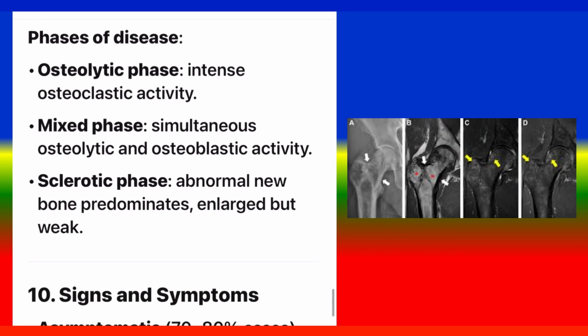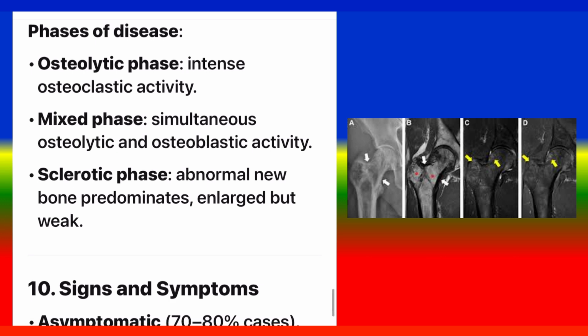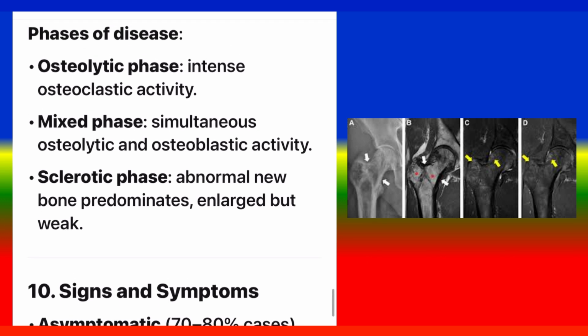Phases of disease: osteolytic phase, intense osteoclastic activity. Mixed phase, simultaneous osteolytic and osteoblastic activity. Sclerotic phase, abnormal new bone predominates, enlarged but weak.